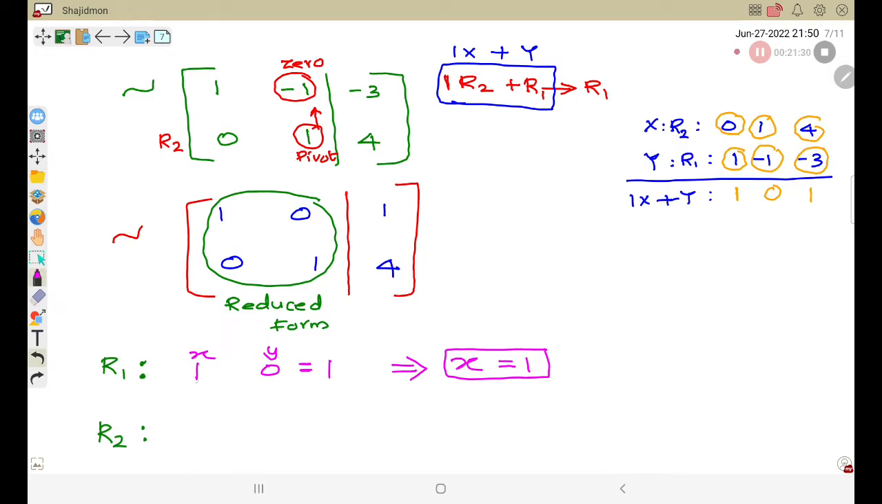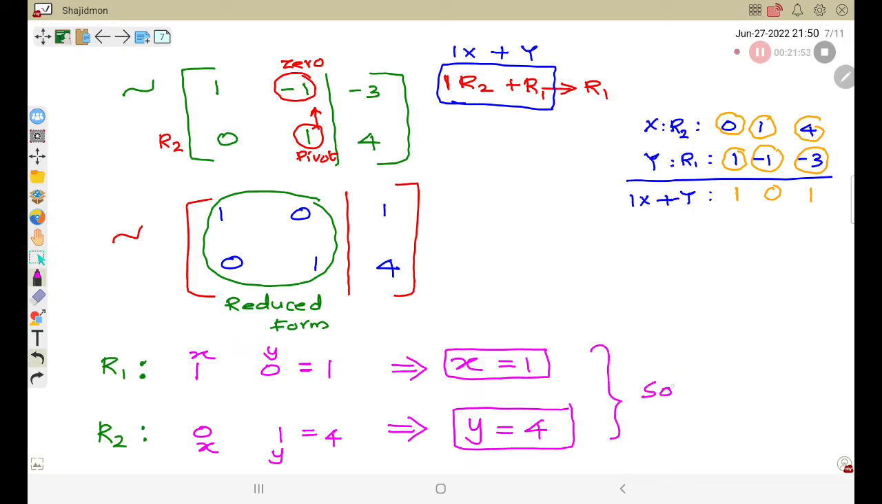Now second row, what is the second row? 0, 1 and 4. First number stands for x, second number stands for y. This is the right side number. So when we are writing the equation, 0 multiply x, 0, no need to write. 1 multiply y, y. What is y? Y equals 4. So this is the solution of that linear system of equations. Solution is x equal to 1 and y equal to 4. I hope you understood this question.